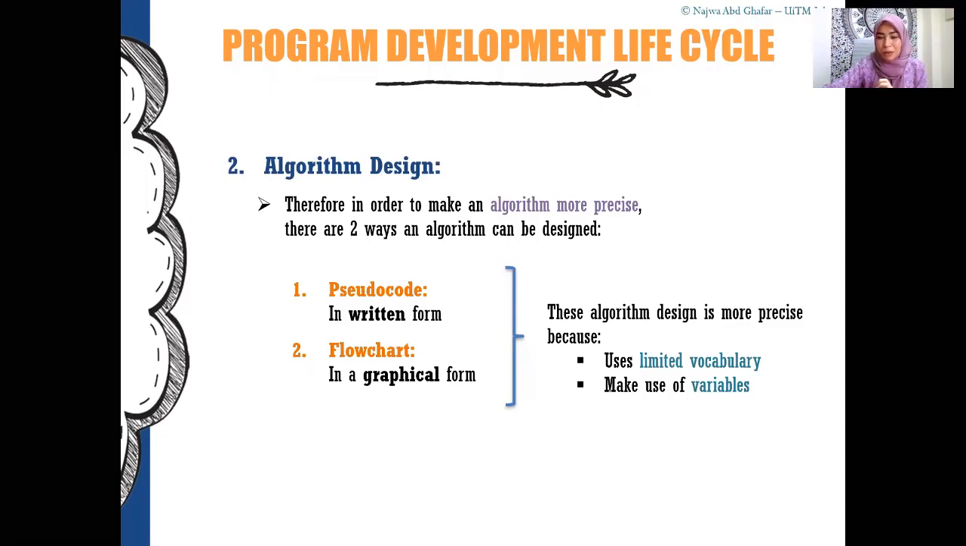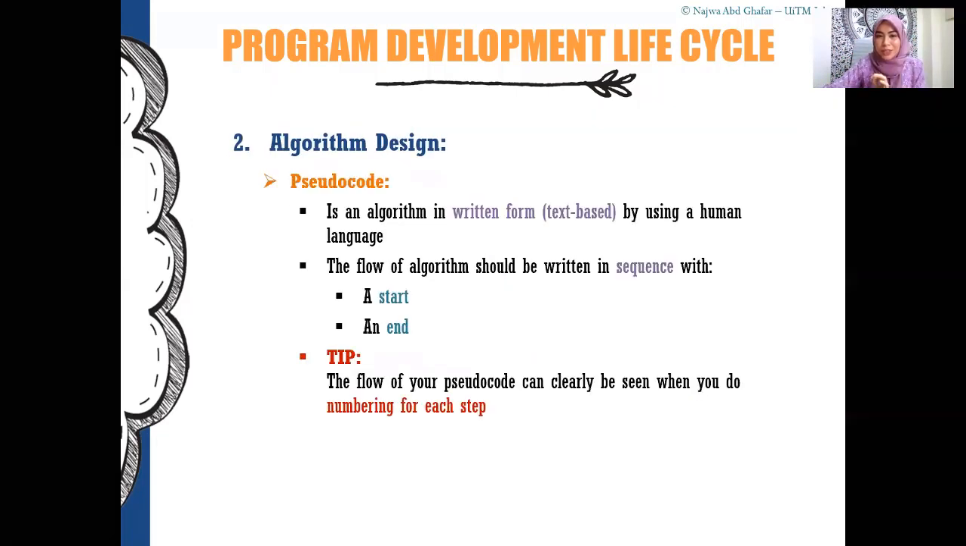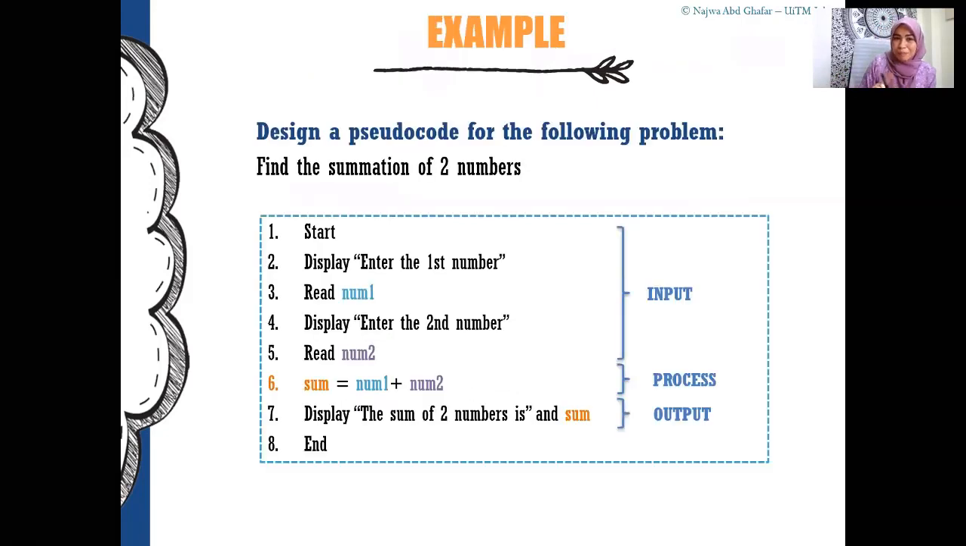Alright? Now, I'm going to teach you how to do pseudocode. Alright, pseudocode is an algorithm in written form. Meaning we write it out. Algorithm always has a start and an end. Okay, for pseudocode, do not forget to number each step. Okay, for example, design a pseudocode for the following problem. Find the summation of two numbers.